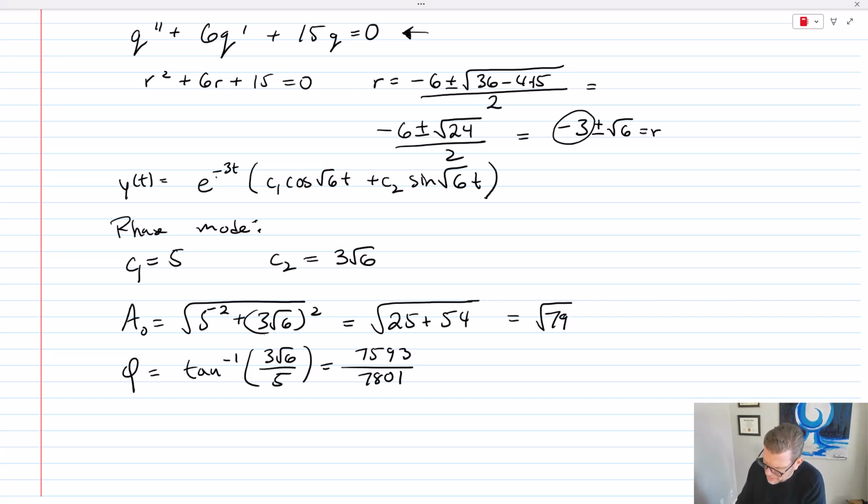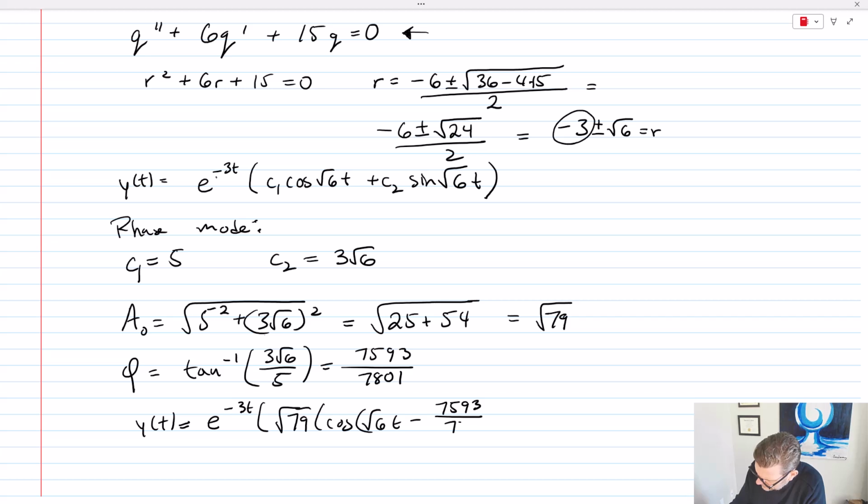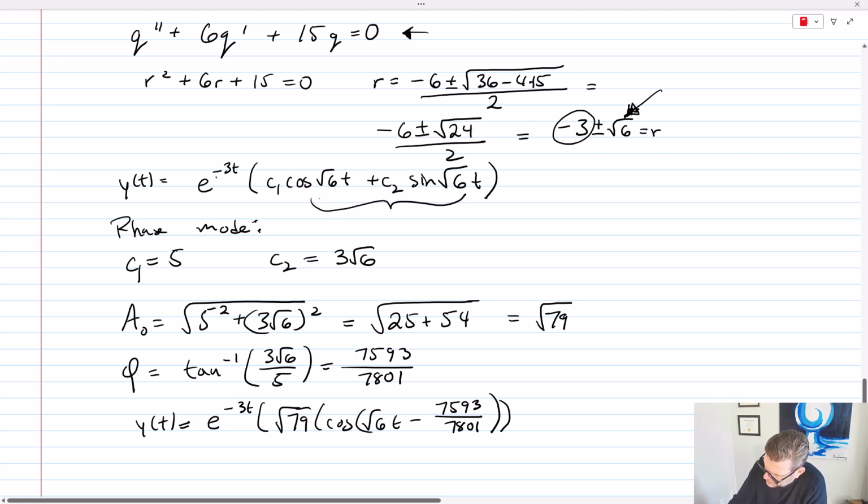So when we rewrite this in phase mode, we get that y of t ends up equaling e to the negative 3t times root 79 cosine root 6t minus 7,593 divided by 7,801. Now, by the way, a couple things here. Because we have complex roots, R is complex, that tells me that we have an underdamped system. In addition, because we have a solution of this form where we have those trigonometric values inside of our solution, that also tells me that my system is underdamped.